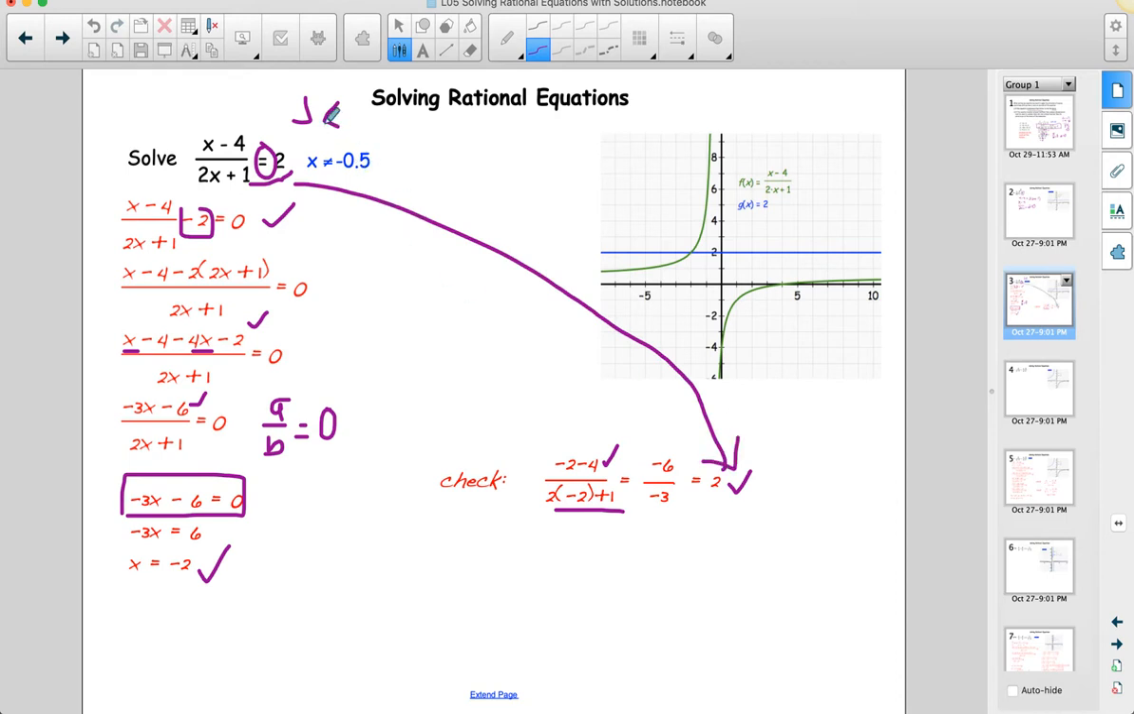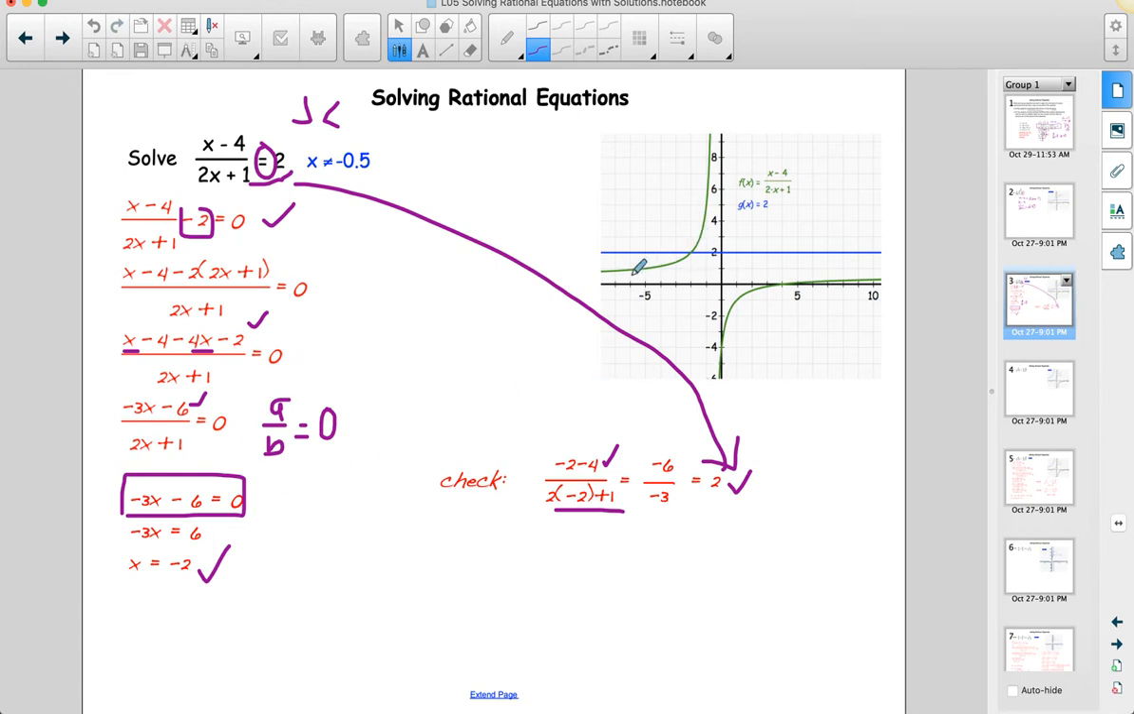The restrictions in this particular example were x not equal to 0, negative 0.5, but we're not actually going to use that in the solutions because we were being asked where these two expressions would be equal to each other. They will be equal to each other when x is negative 2.